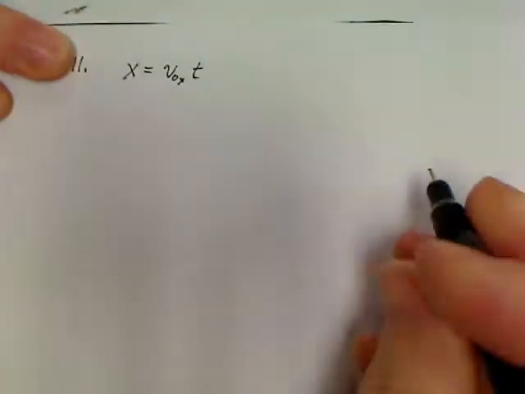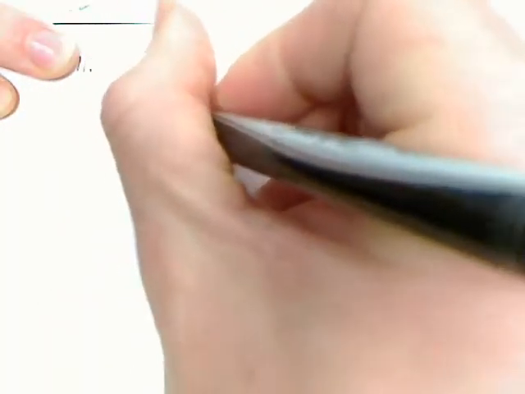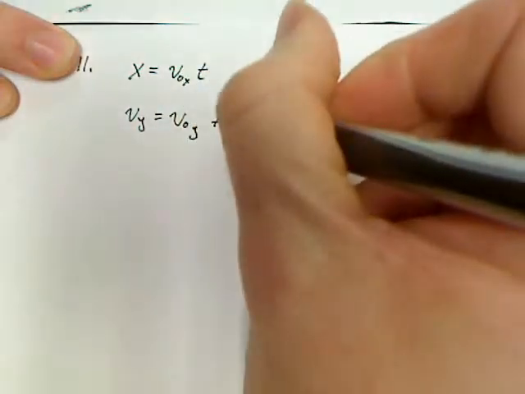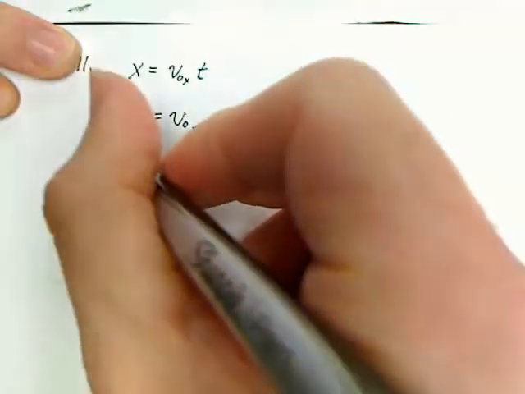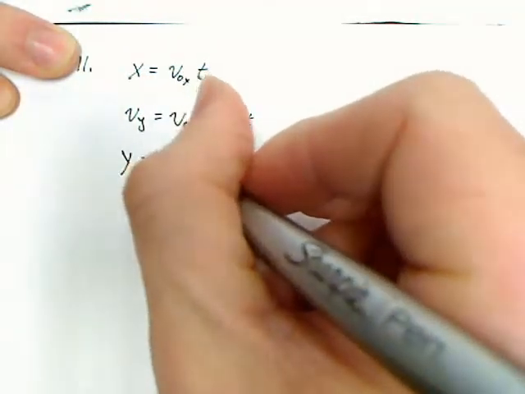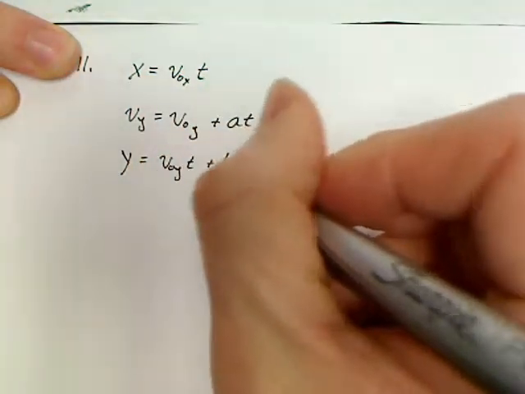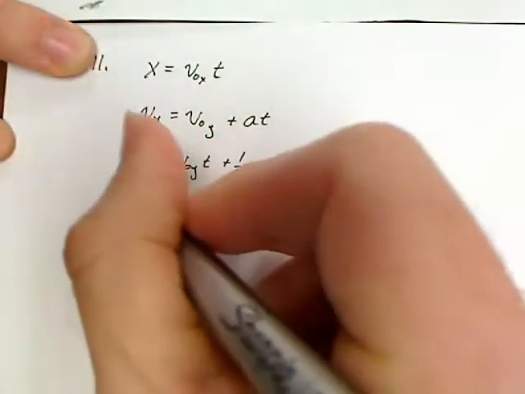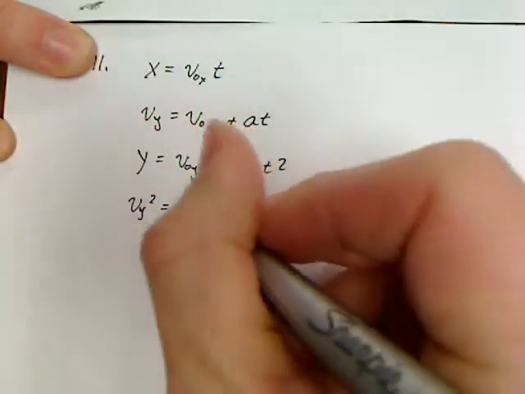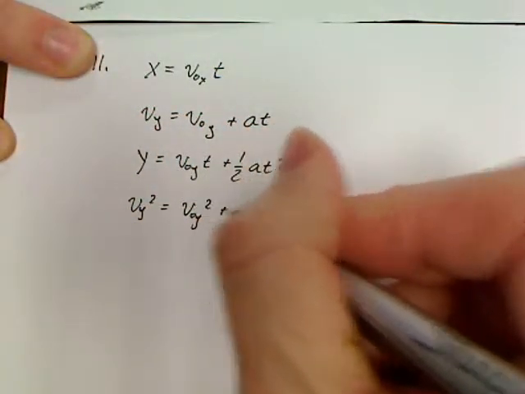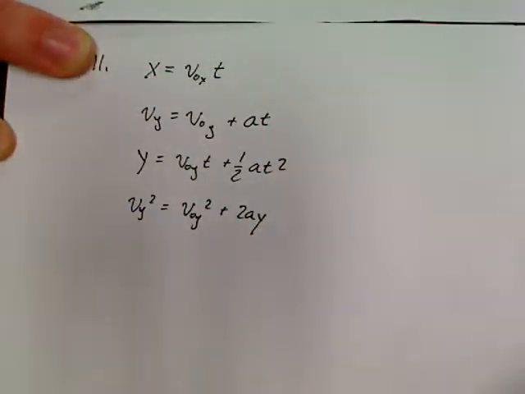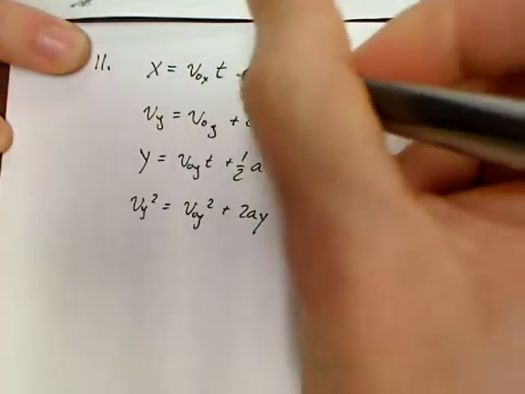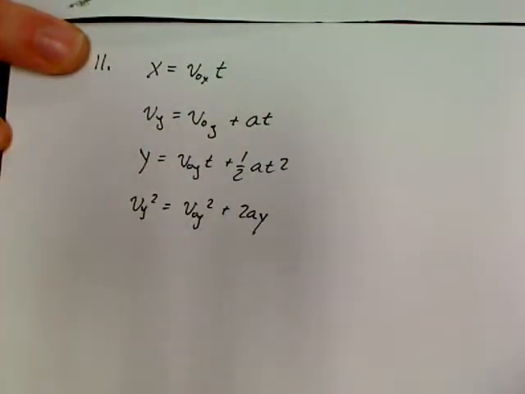Number 11. For projectile equations, the only x equation, x equals V0x t, and then Vy equals V0y plus at, y equals V0y t plus 1/2 at squared, and Vy squared equals V0y squared plus 2ay. Remember, there's no acceleration in the x direction.